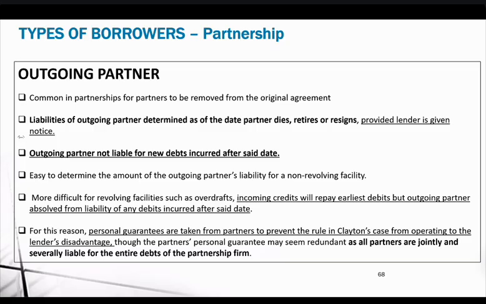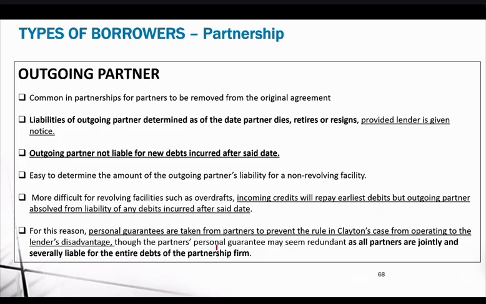For an outgoing partner, it is very common for a partnership to be moved from the original agreement. Liabilities for an outgoing partner are determined as of the date the partner dies, retires, or resigns, provided the lender is given notice. An outgoing partner is not liable for new debts incurred after the set date. So it's very easy to determine the amount of an outgoing partner's liability for a non-revolving facility. It's more difficult for a revolving facility, such as an overdraft with incoming credits to repay earlier debts, but the outgoing partner is absolved from liability of any debts.